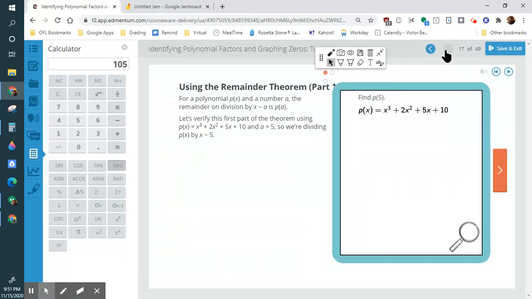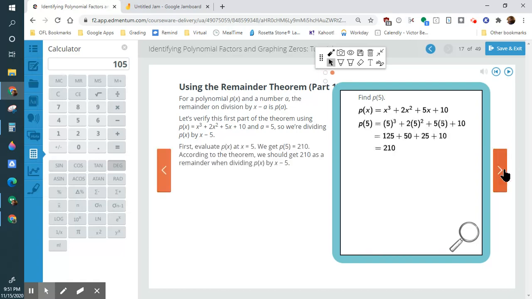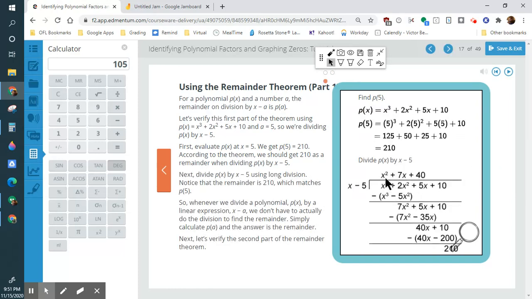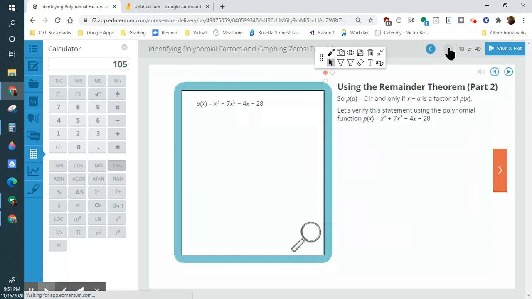All right, so going here. If we were to plug this in, we're going to divide it by x minus 5. Oh, they're just plugging it in for us. And then they're just going to show us dividing it out by x minus 5. We end up getting the same thing. So they're literally just repeating the activity we just did.